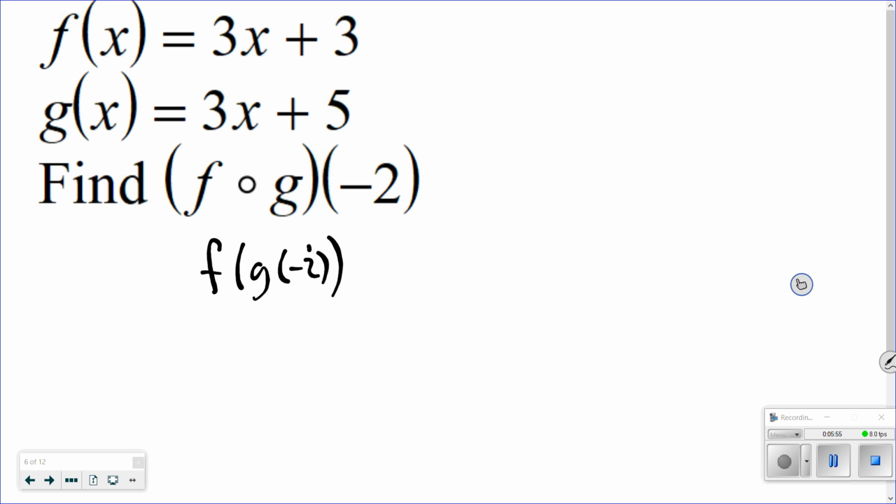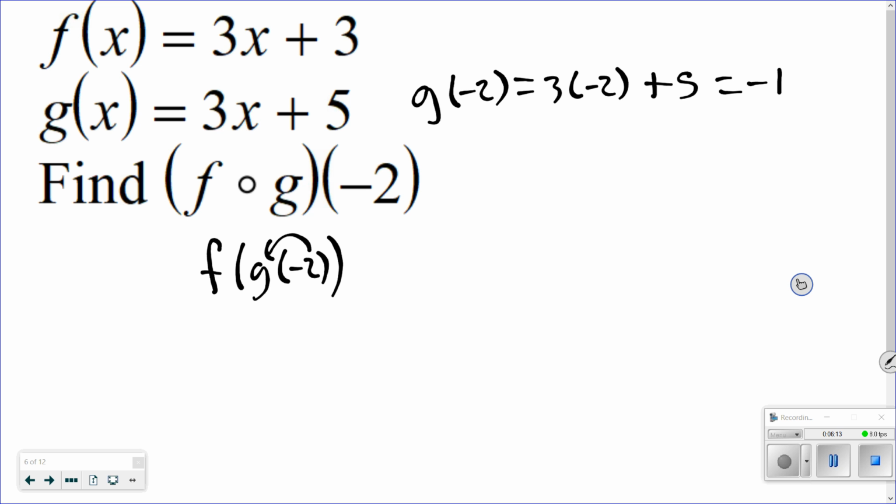Now, start. I'm first going to plug negative 2 into g and find out what I get. So that'd be 3 times negative 2 plus 5. So work that out. 3 times negative 2 is negative 6. Negative 6 plus 5 is negative 1. So that comes out to be negative 1.